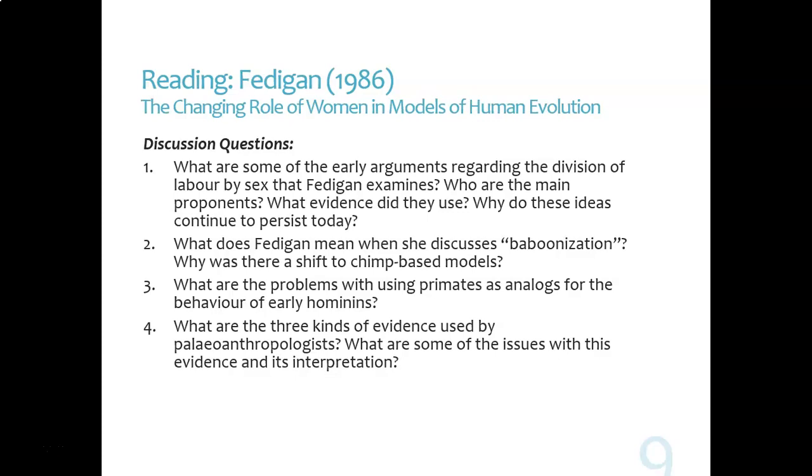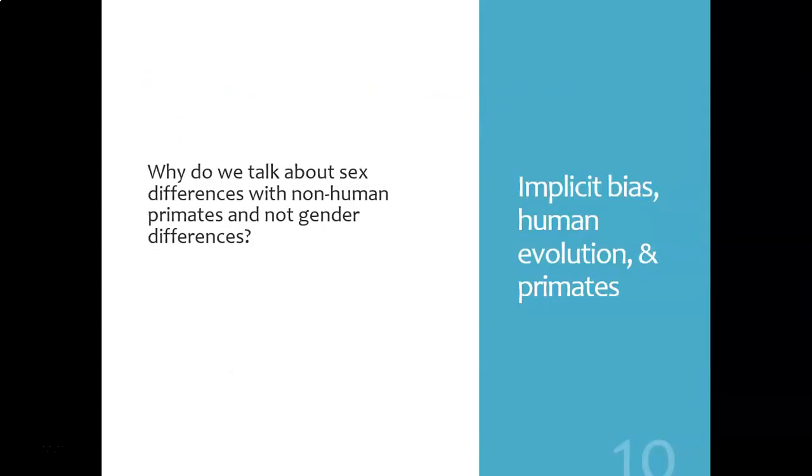And then particularly what I want us to seize on and interrogate in our discussion this week is the problems with using non-human primates as analogs for the behaviors of early hominins, and some of the issues with the kinds of living primates that we have chosen in order to develop our models around. So we'll talk a little bit about the baboonization initially, and then the shift to chimpanzee-based models.